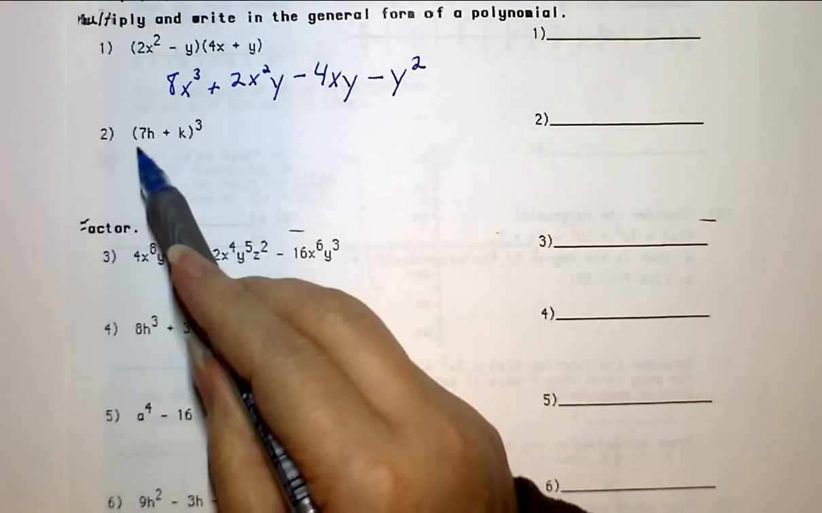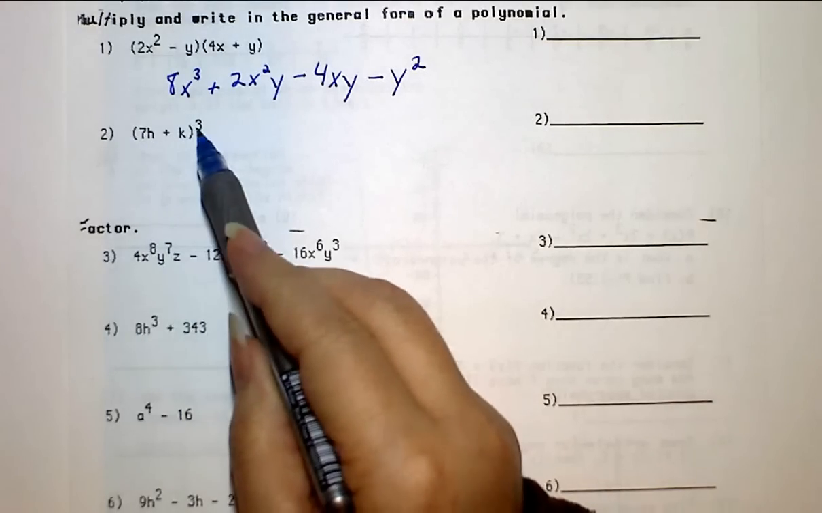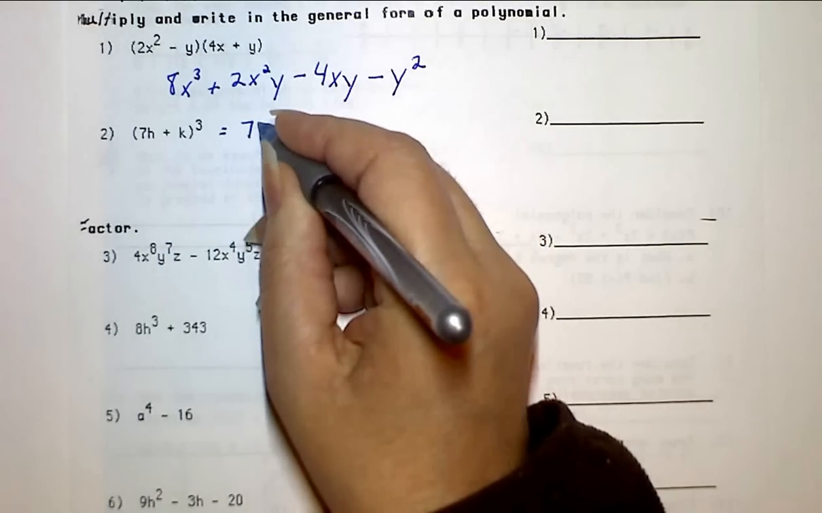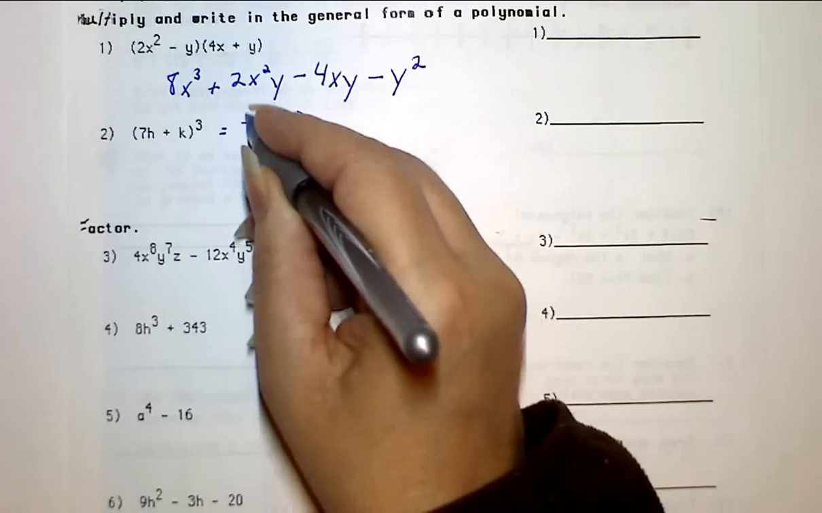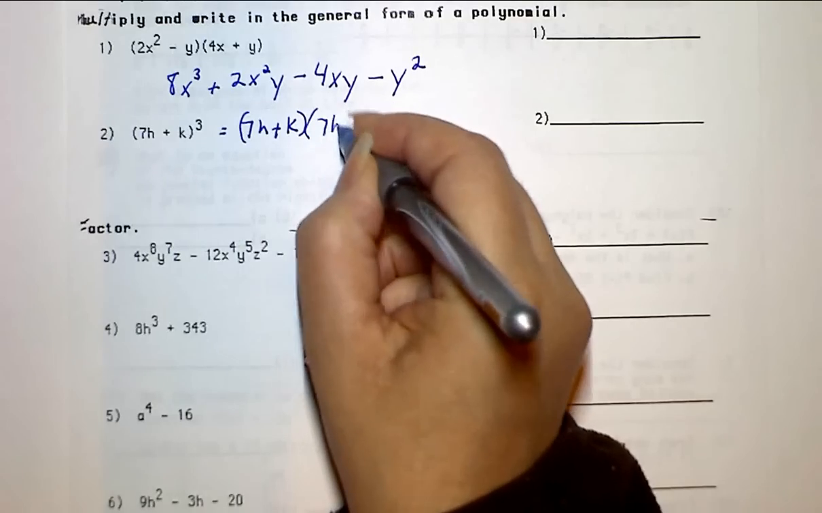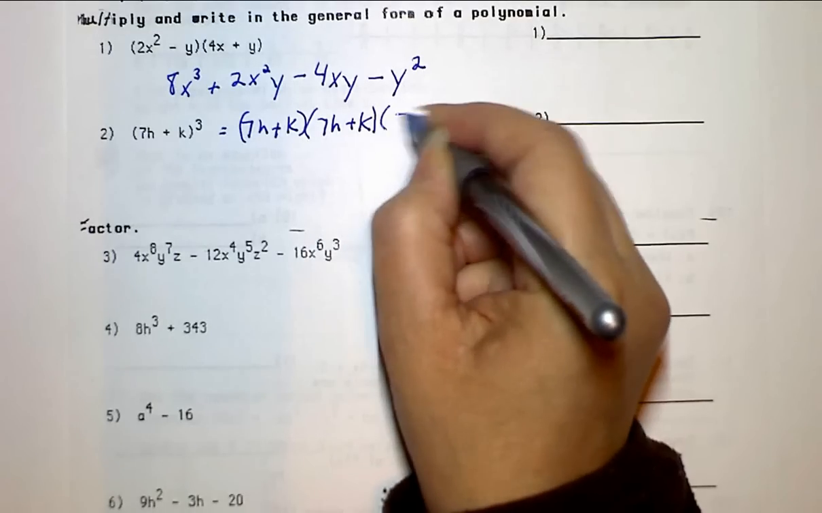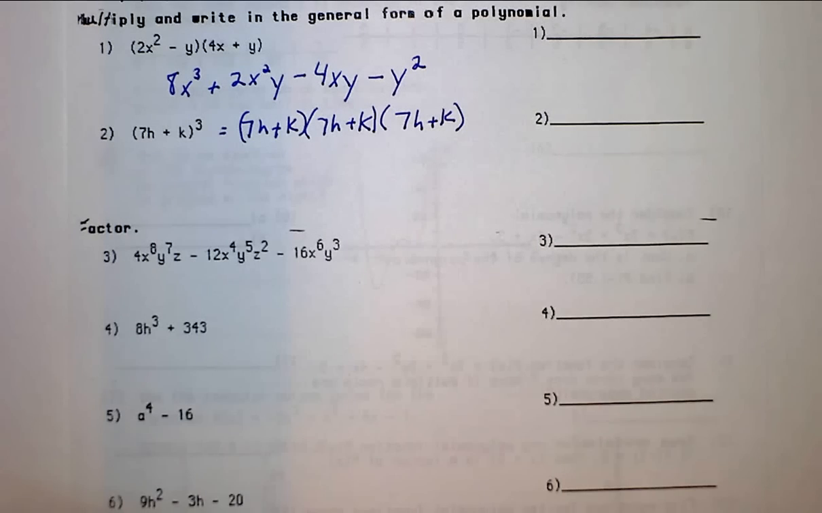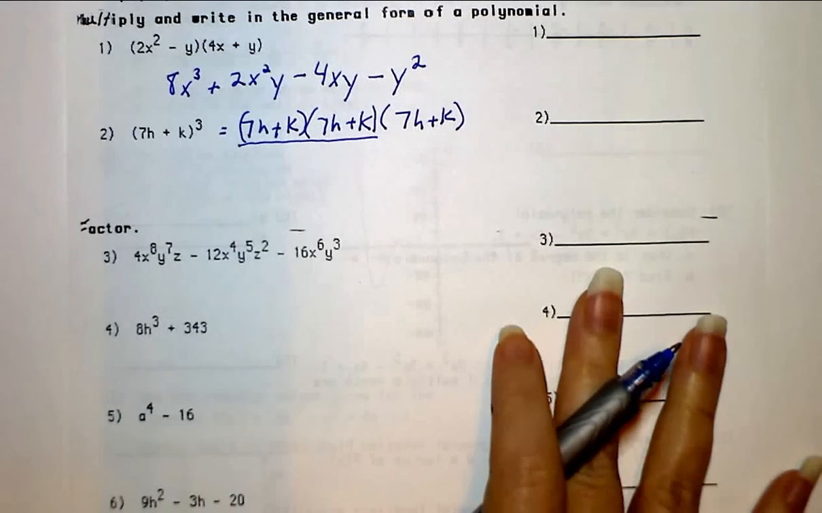Here we have 7h plus k cubed. So that means that you have 3 of them: 7h plus k times 7h plus k times 7h plus k. The first step I am going to do is multiply these two together, just like we did on the top.